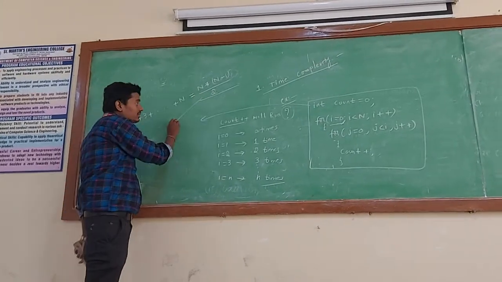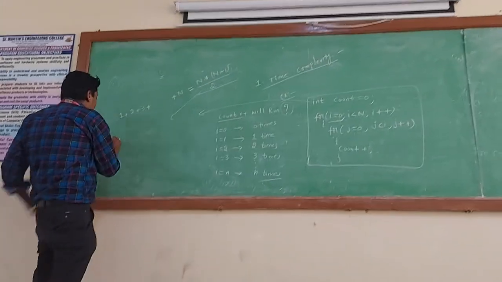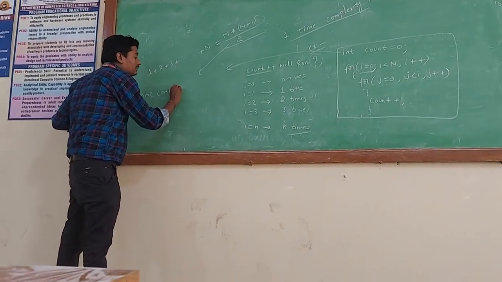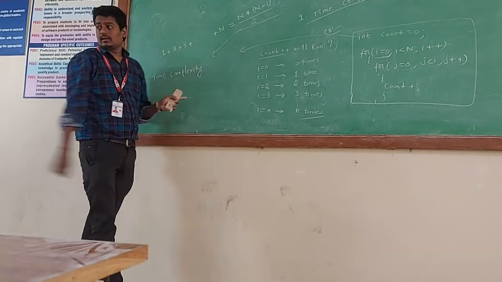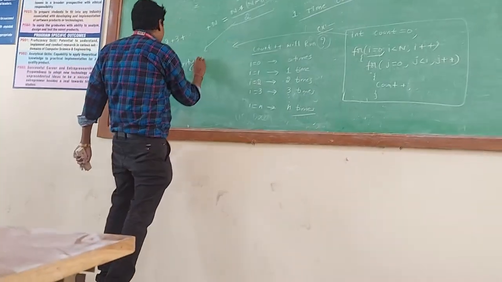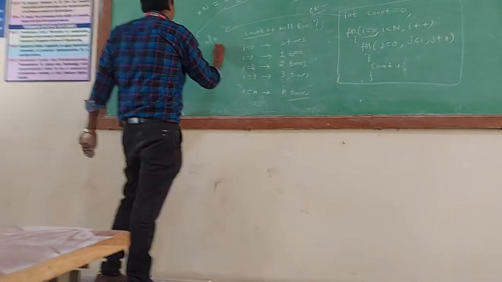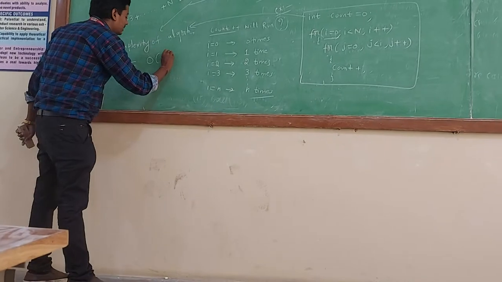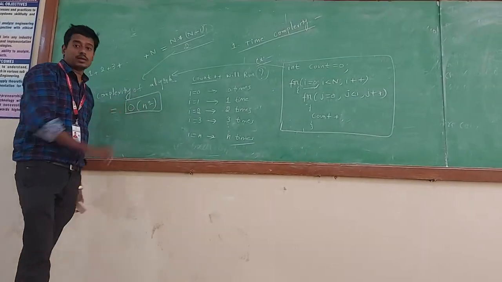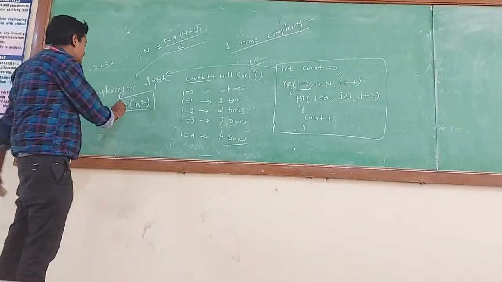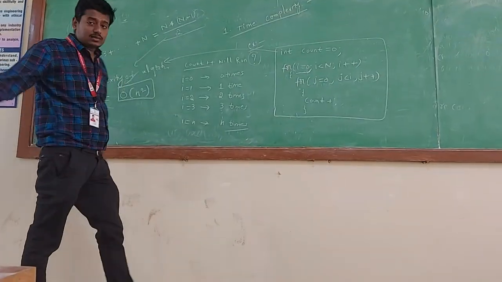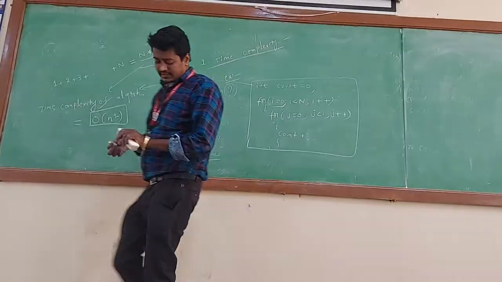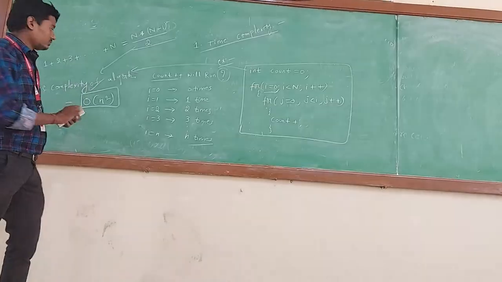So from this, we can say that the time complexity of this algorithm is order of n square. So this is the time complexity, that is order of n square. Similarly, this is the time complexity for this example.